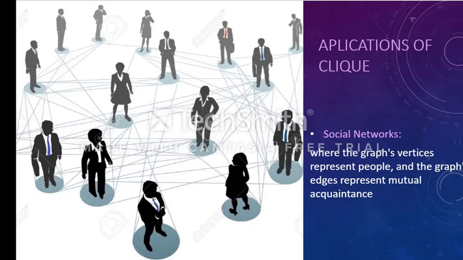One of the most important applications of a clique is in social networks, where the vertices of the clique graph represent people, and the edges of that clique graph represent mutual acquaintance. So the clique graph represents a group of mutual friends where all of them know each other.